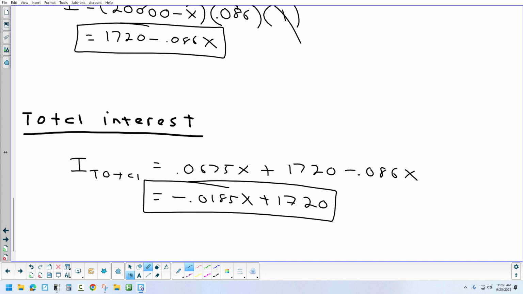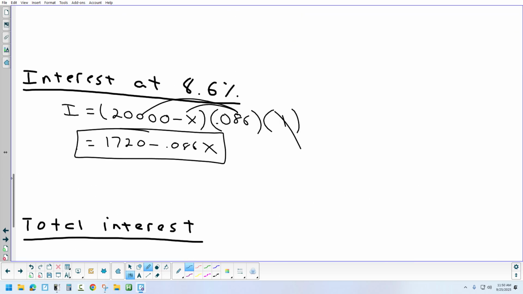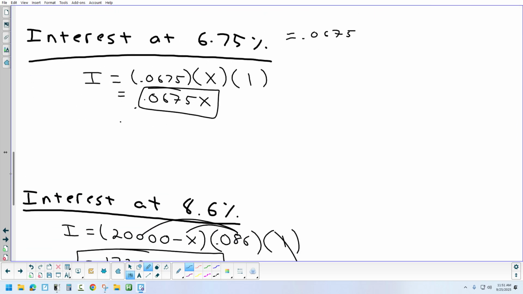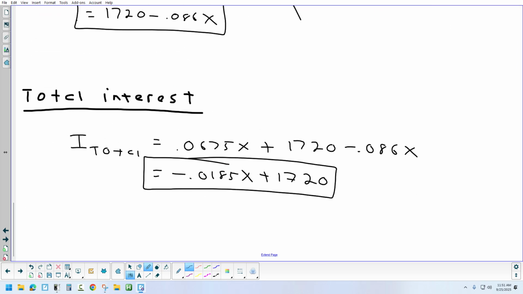And that's the formula for the total amount of interest that he will earn. You just have to tell me what x is. And x is the amount of money in the first investment, 6.75%. So if he puts $5,000 in that first investment, I could fill in $5,000 right here, and it will tell you exactly how much money he's going to make. Because that formula automatically knows if he put $5,000 in one, he put $15,000 in the other. It's all built into that formula automatically.